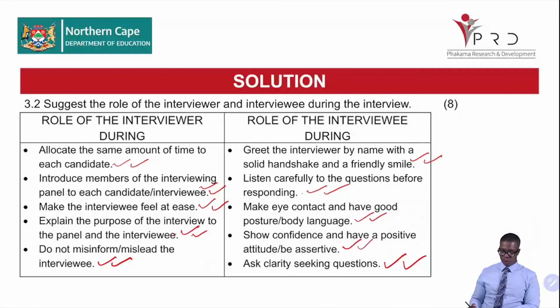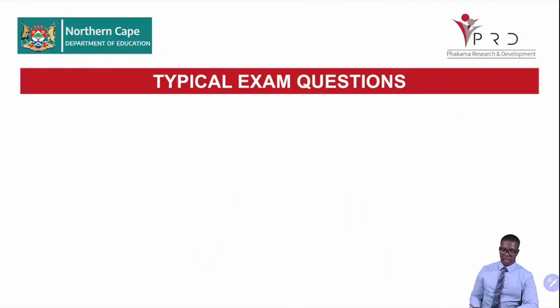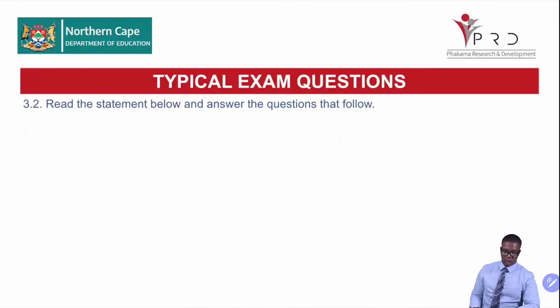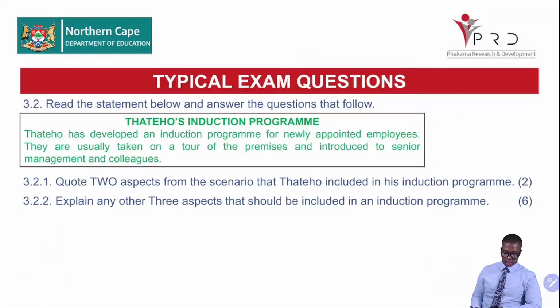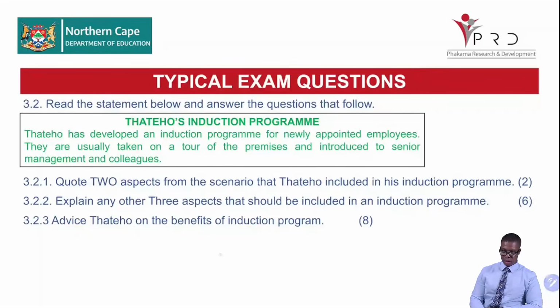Then we move toward now another typical exam question where we look into the scenario again. Now it's on induction. We have Tateo's induction program. Tateo has developed an induction program for newly appointed employees. They usually take on a tour of the premises, and they also do what? They are introduced to senior management and colleagues. Quote 2 aspects from the scenario that Tateo included in his induction.